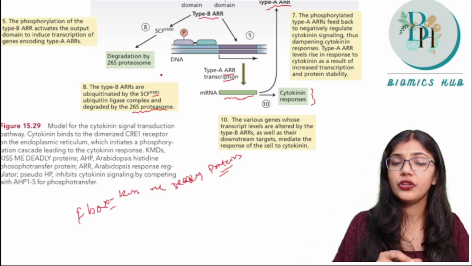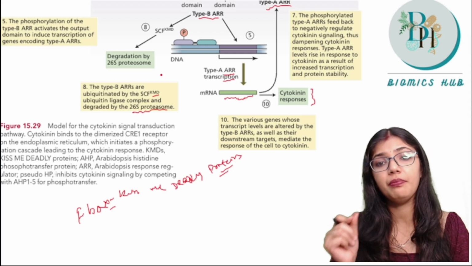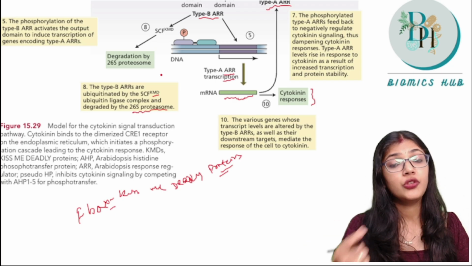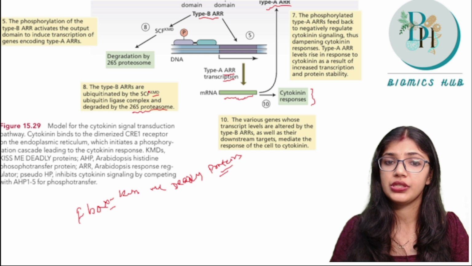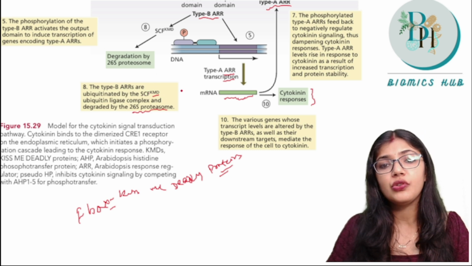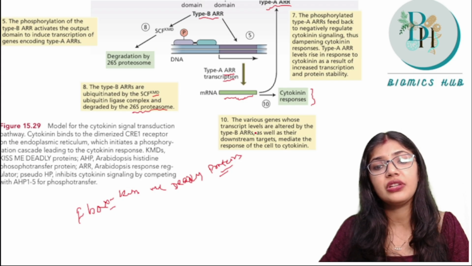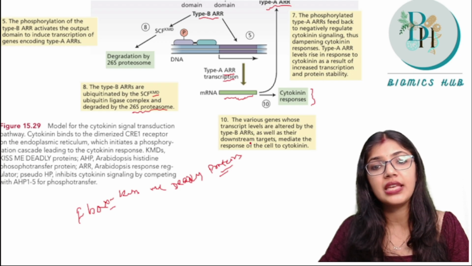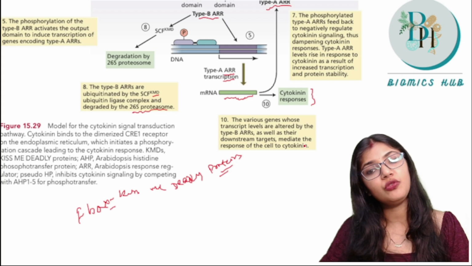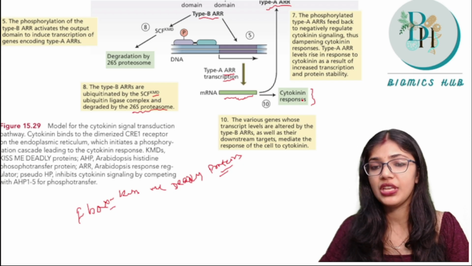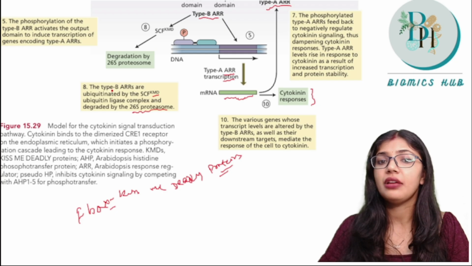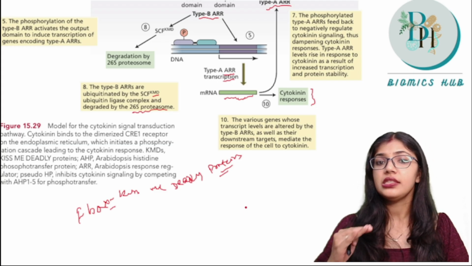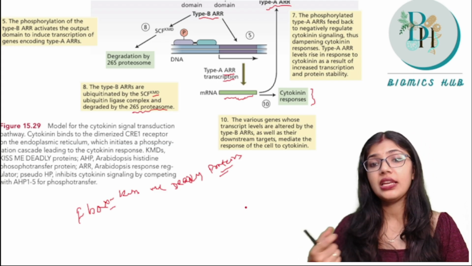So what happens if there is degradation? If there is degradation of this type B protein, there cannot be synthesis of type A ARRs, so there will be less cytokinin response. What happens next? The various genes whose transcript levels are altered by type B ARRs, as well as the downstream targets, mediate the response of the cell to cytokinin. In this way the cytokinin response takes place when the type B ARRs are synthesized. This is how the regulation of cytokinin signaling takes place.